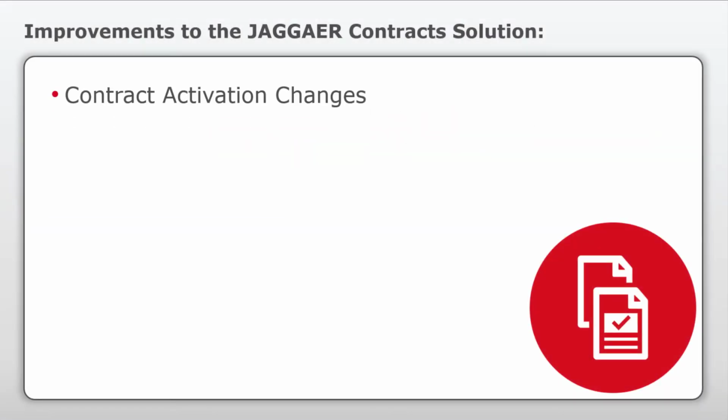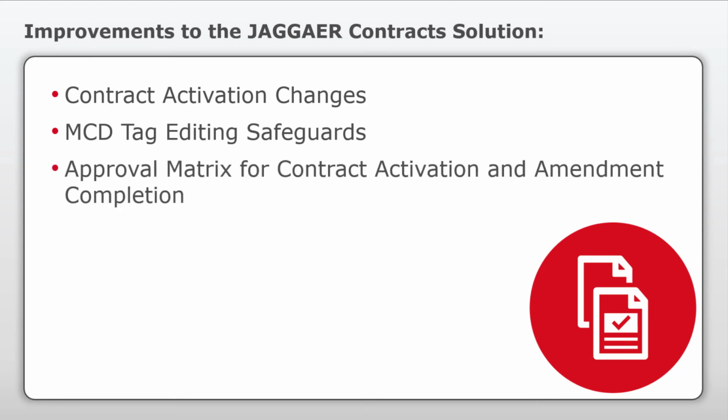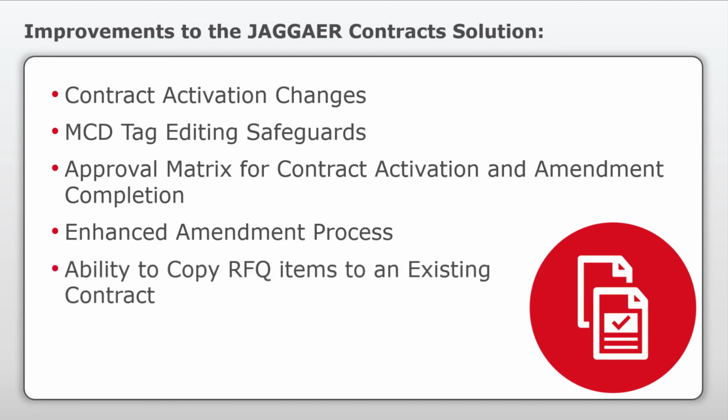There are many features that have been added to the contract solution in the 20.2 release, including some overarching changes relating to contract activation, impacting all contracts customers, main contract document tag editing safeguards, more complex approval workflows for contract activation and amendment completion using the approval matrix, an enhanced amendment process which allows for amending contract information other than the price list and master contract document, the ability to copy RFQ awarded items into a new section of an existing contract's price list, as well as additional enhancements.